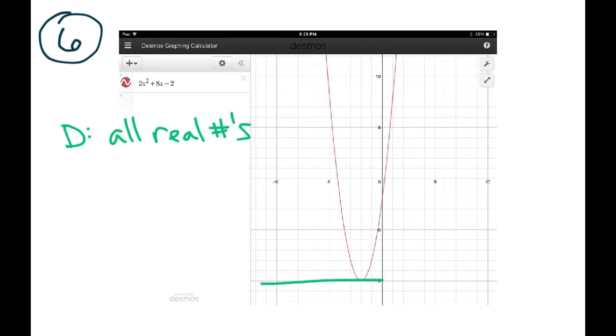I want you to notice that the minimum is down here at negative 10, and the rest of the graph is above it. In mathematics, above means greater. We're actually going to use greater than or equal to negative 10. The range is y is greater than or equal to negative 10 because the rest of the graph is above that horizontal line.